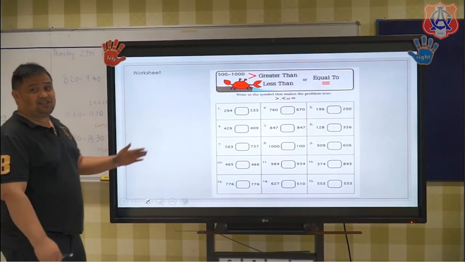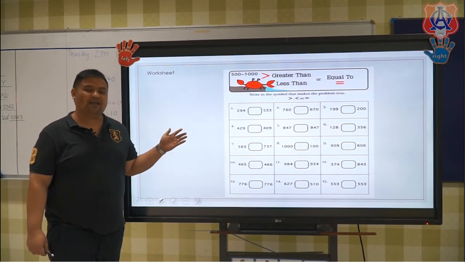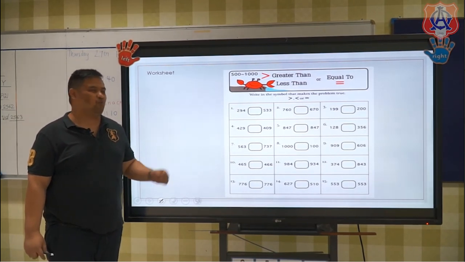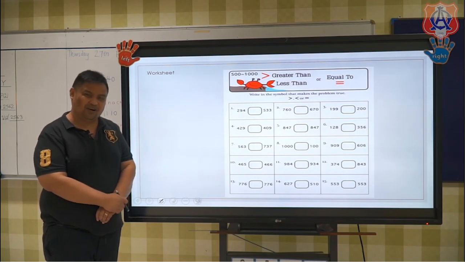I want you to answer the second and the third because that's going to be part of our last example. This is the worksheet that I want you to do. I want you to copy it now, and when you come back in here, we're going to answer this with your classmates. I hope you learned something for today. Our topic is about, of course, greater than or less than in comparing numbers.